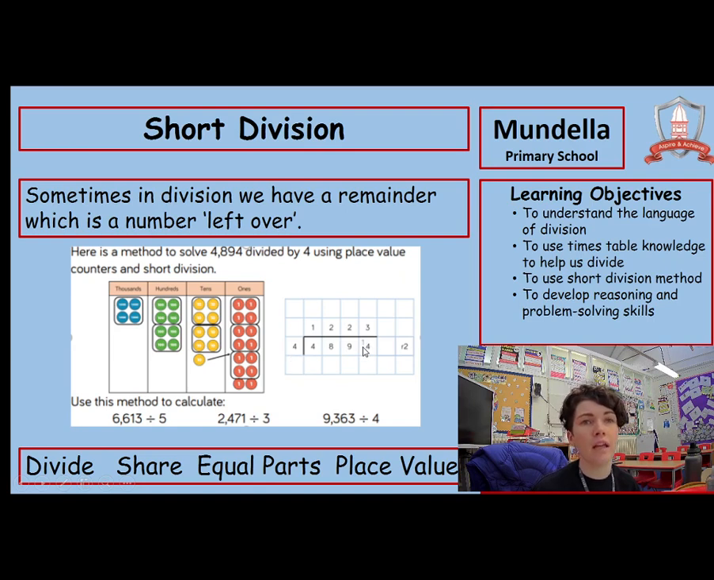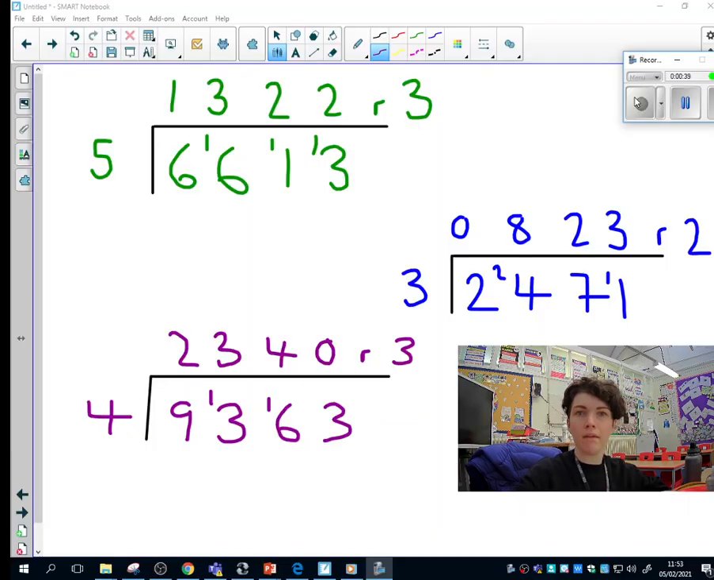Now 4 into 14, it doesn't go equally. We can't divide 14 by 4 and get a whole number. We know that 4 times 3 gives us 12, and we've got 2 left over, so all we do is write 3, R2. And we can see that demonstrated using these place value counters. We see that we've got 2 left over. I'd like you to use this method above to calculate the following below. Pause the video now and have a go.